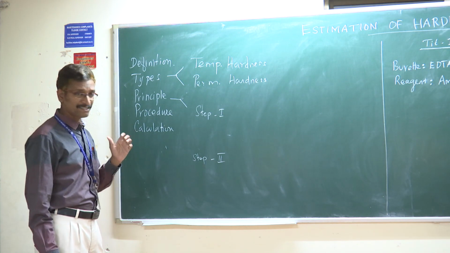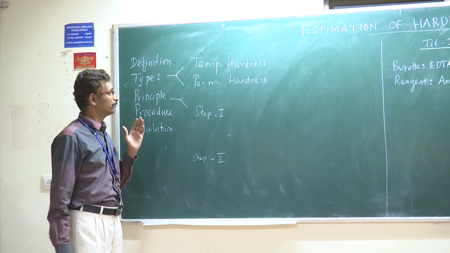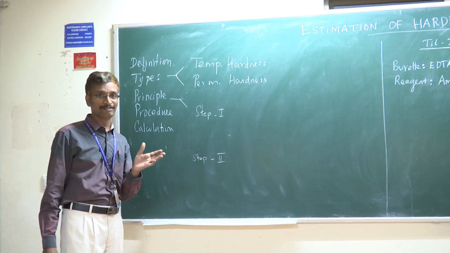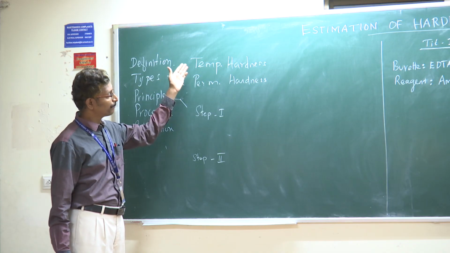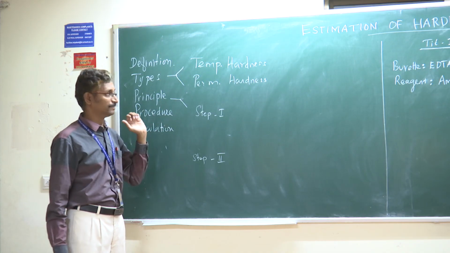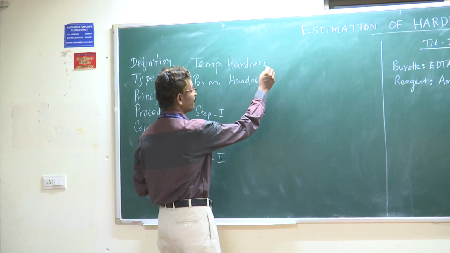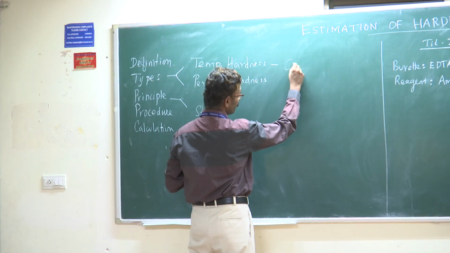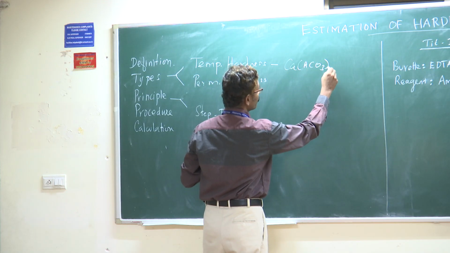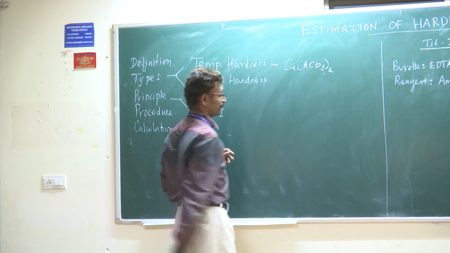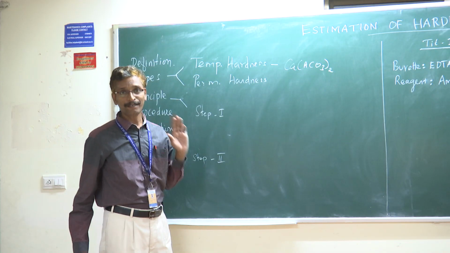Based on the type of dissolved salts like calcium and magnesium, hardness can be classified into temporary hardness and permanent hardness. Temporary hardness is mainly due to the presence of bicarbonates of calcium and magnesium. It can be easily removed by boiling.